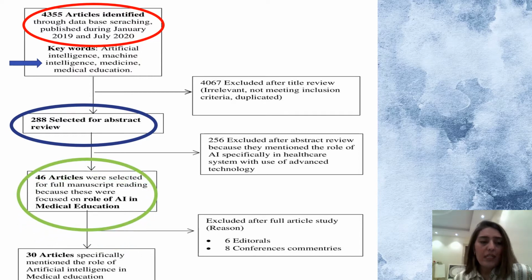Out of these 288 abstracts, we further narrowed down our research according to PRISMA exclusion and inclusion criteria. 46 articles for full read manuscripts were selected, and 3 independent researchers went through these articles and critically analyzed those manuscripts for the role of artificial intelligence in health education context. Out of these 46 articles, 6 were editorials and 8 were conference comments.